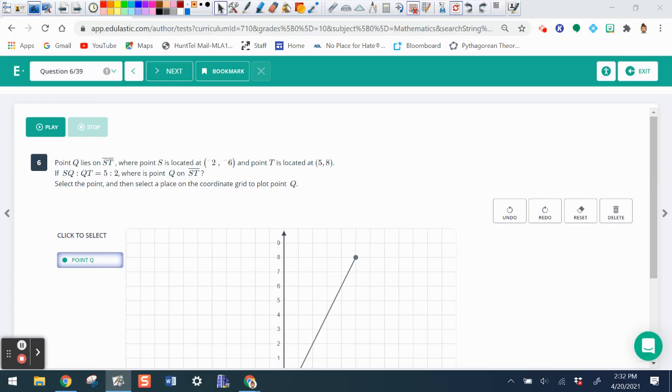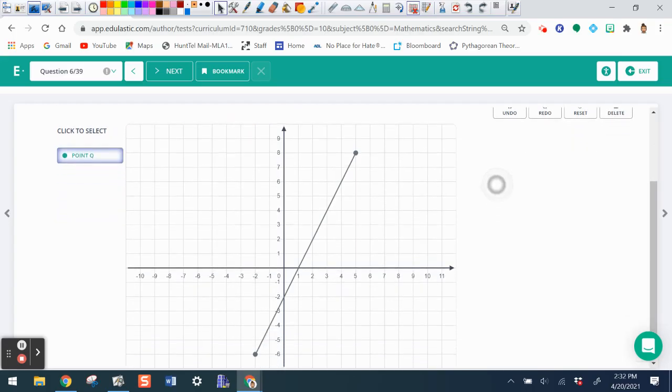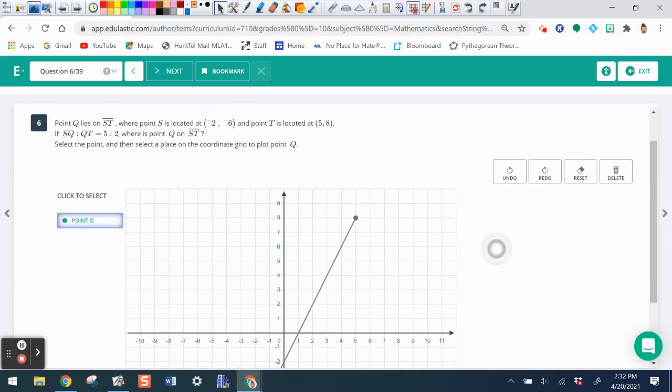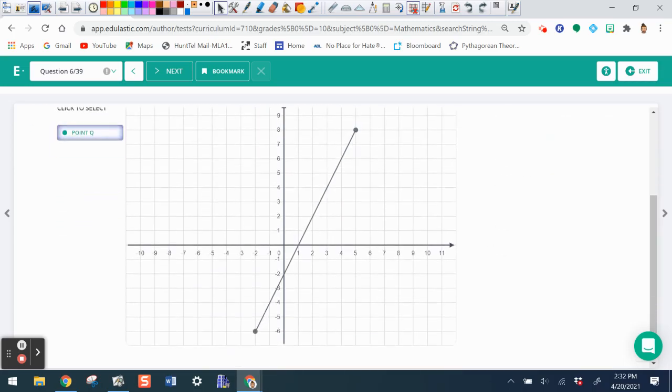So it says select the point and then select the place on the coordinate grid to plot Q. So our task is to find out where point Q will end up if the ratio between those is 5 to 2. So let's go and label here. S is located at (-2, -6), so this is S down here. And this must be T up here, which is located at (5, 8).